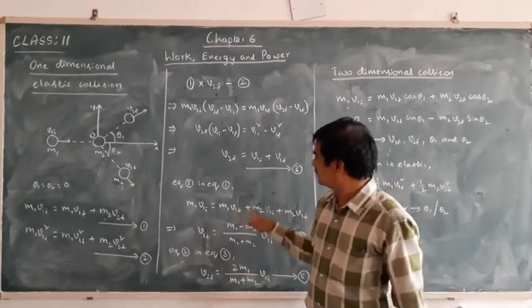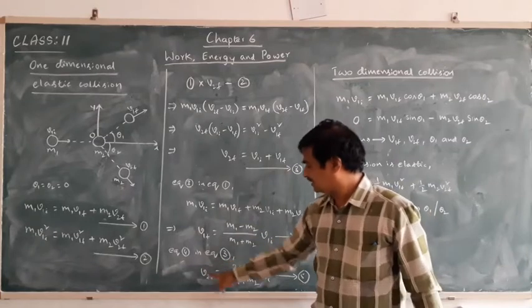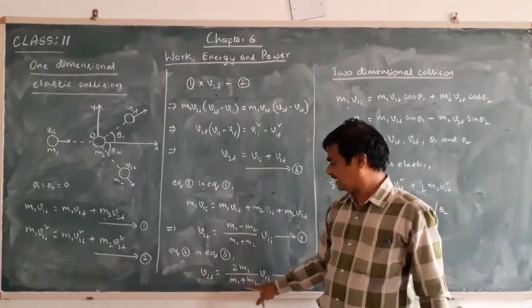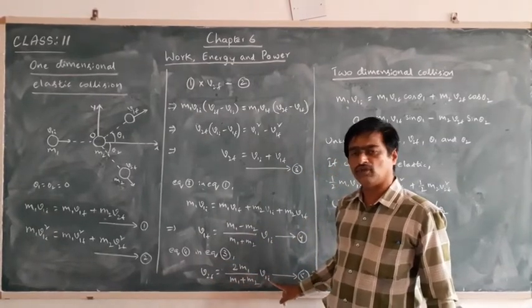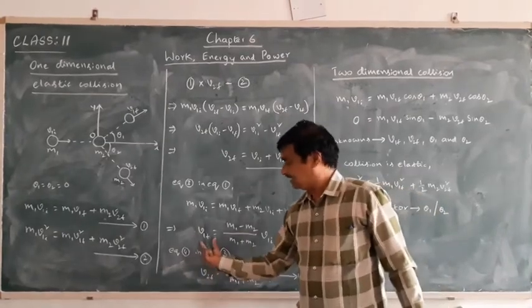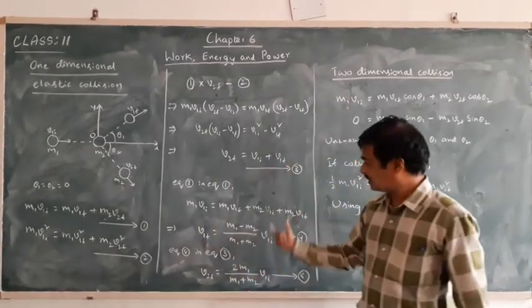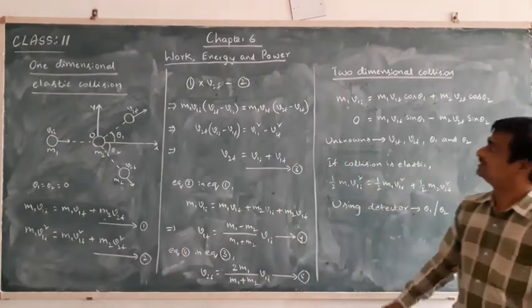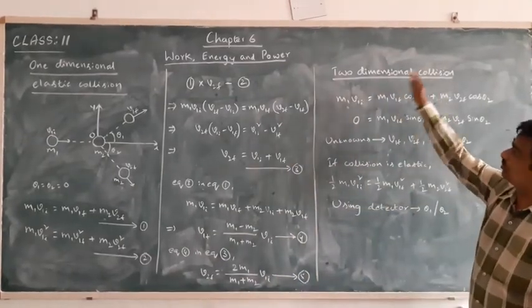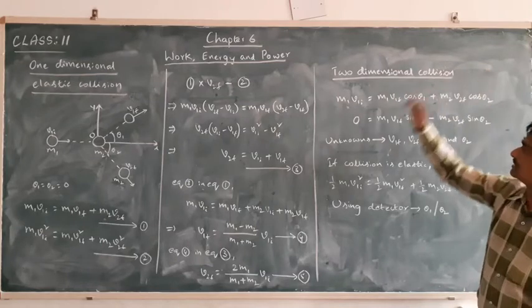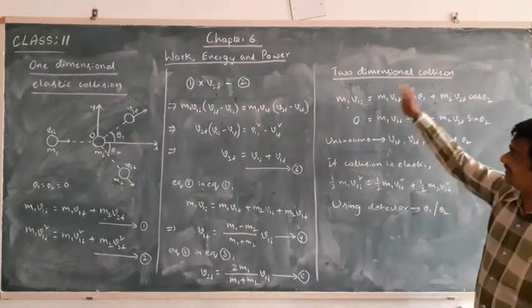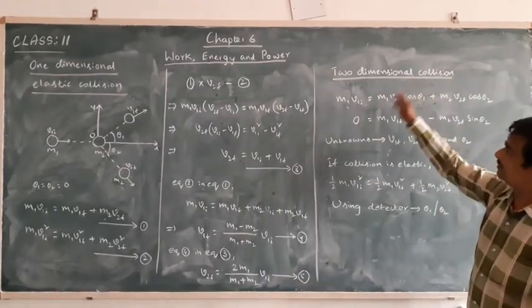Then substituting this equation in this equation, we get v2f is equal to 2m1 by m1 plus m2 into v1i. Okay, these are the values of the velocities after collision, in terms of known values. Now, similarly, we are going to go for two-dimensional collisions. Okay, then in general, these two-dimensional collisions we are taking up.